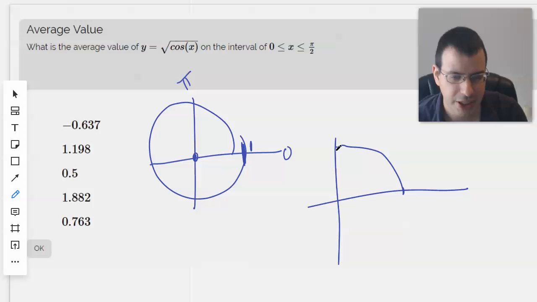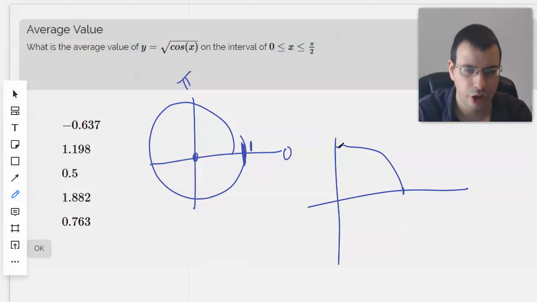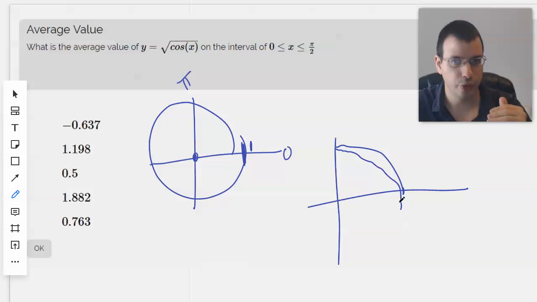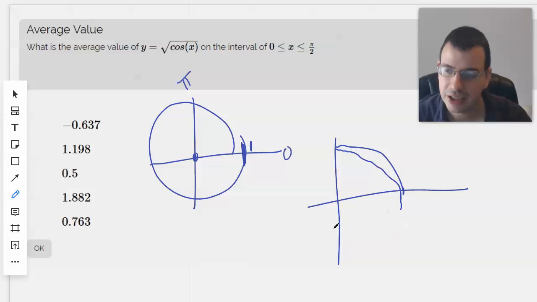It'll probably actually be a little bit bigger. So cosine of x will probably be more like, that's terrible. Will be less, because since you're going between 1 and 0, when you square root a number less than 1, the number actually gets bigger. So the idea here is you're going to probably have to use your calculator.